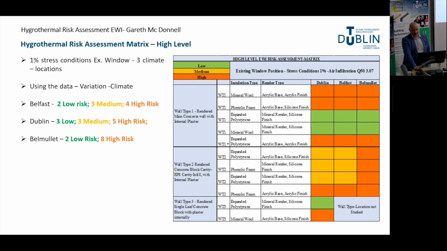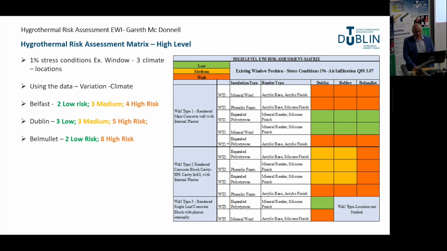In this slide, I've attempted to provide a starting point for robust guidance around external wall insulation retrofit. Attempt being the operative word. A high-level hygrothermal risk assessment matrix developed using the 1% stressing at the existing window position as a basis. This was carried out by extrapolating the data from the simulations and using the variations in climate to determine the risk profile of the cases in the 3 locations.